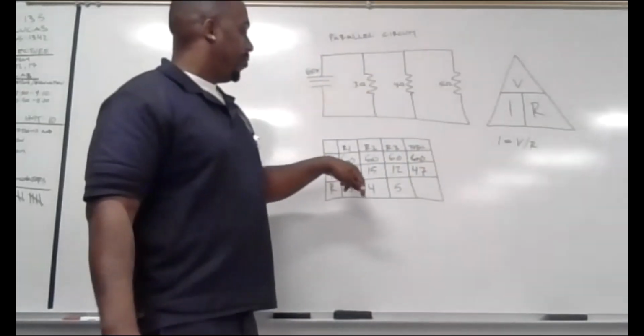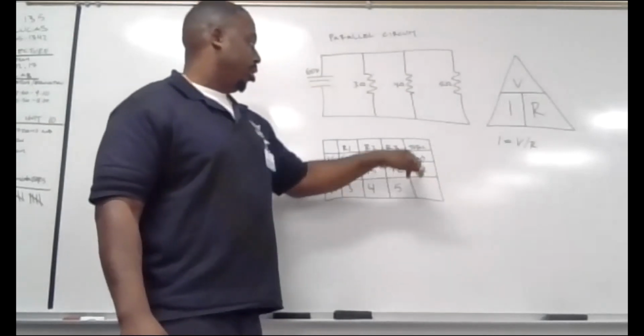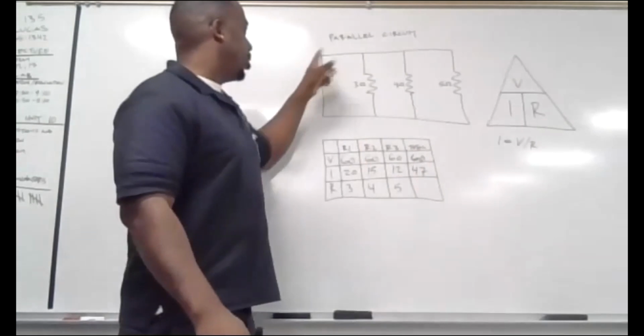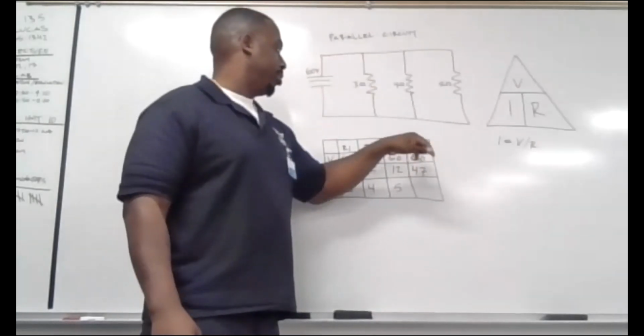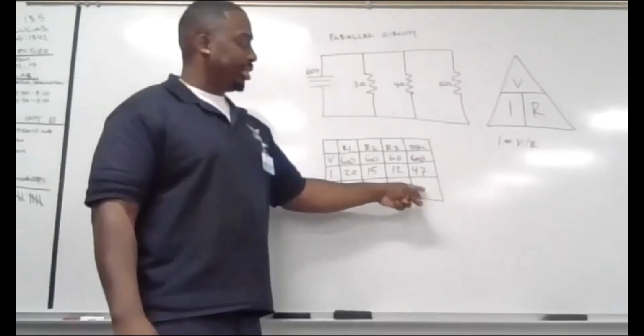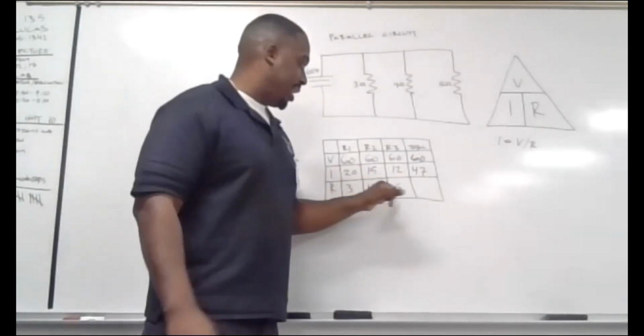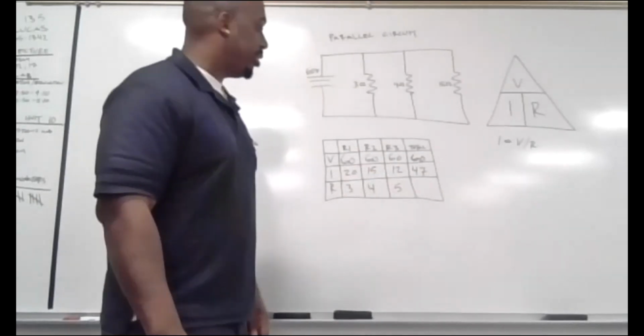So we add all of our amperages to get our total amperage. Our voltage doesn't change. Our voltage was 60 throughout that whole circuit. So we got our 60, we have our 47. Now we need our total resistance. This is a number we've been trying to get this whole time. And again, we're not going to just add these up and be done with it. That would be for a series circuit.